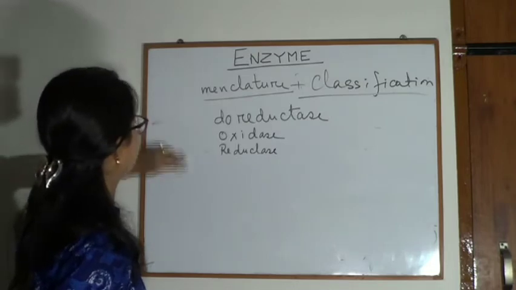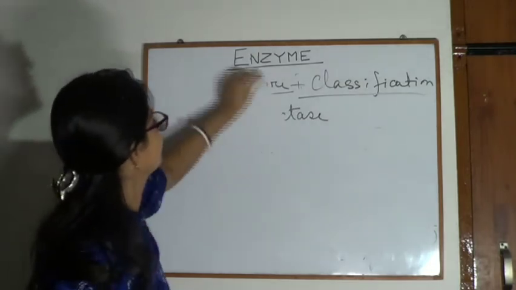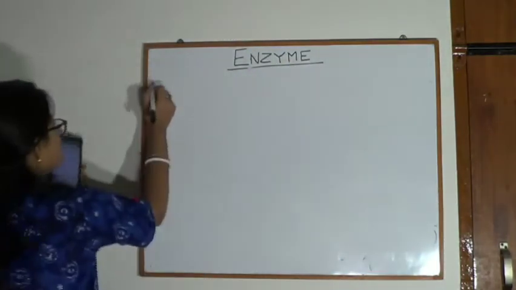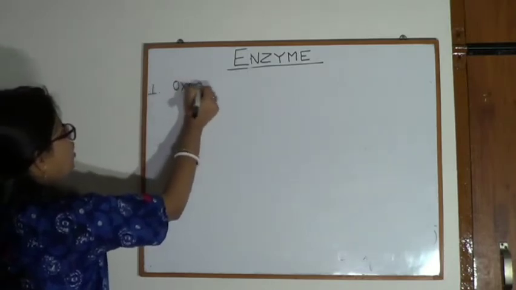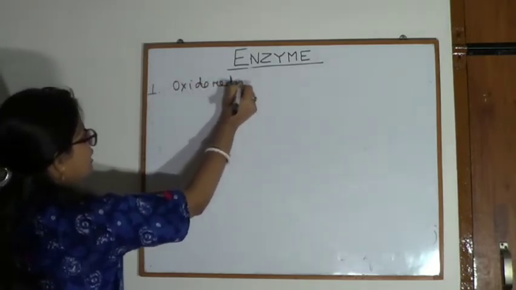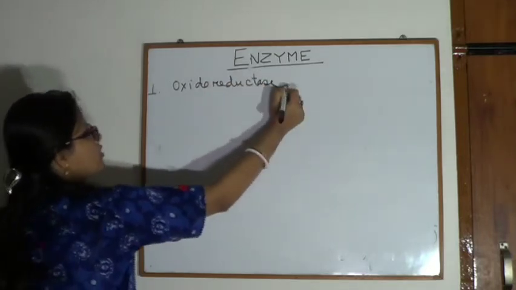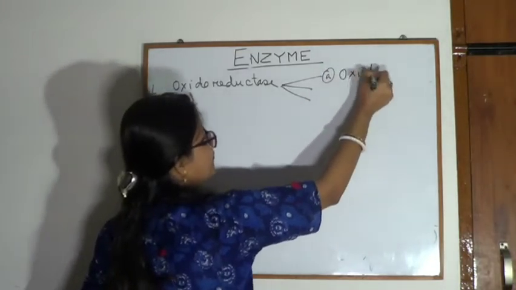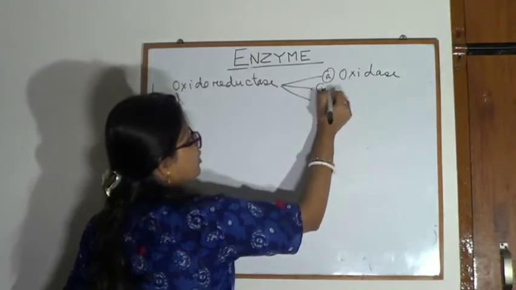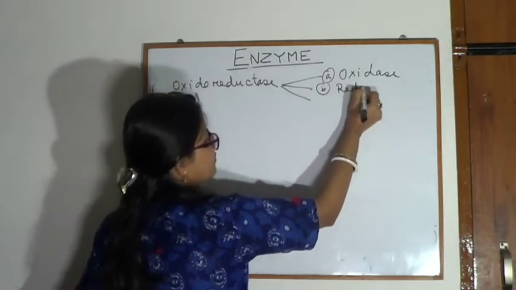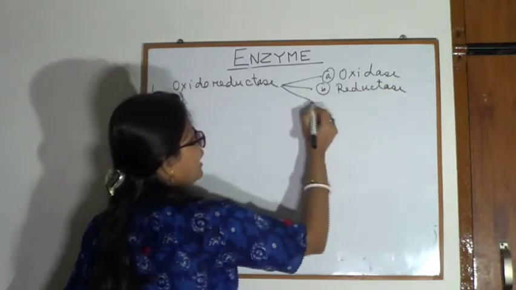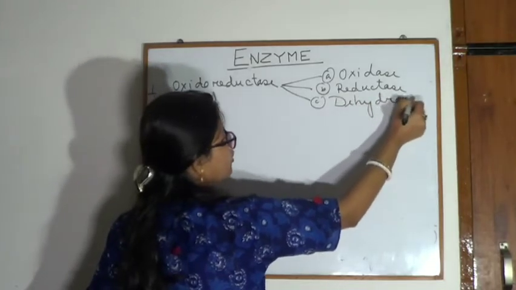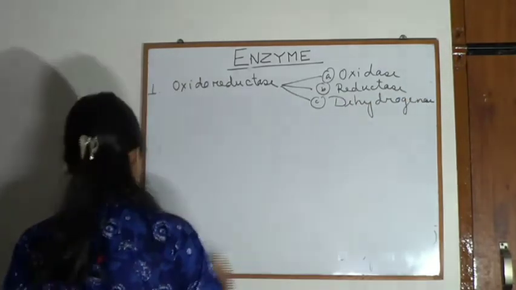Well, I need some more space, so I remove all this from the board. Okay. The first one is Oxido Reductase. It is again of 3 types: oxidase, reductase, and dehydrogenase.